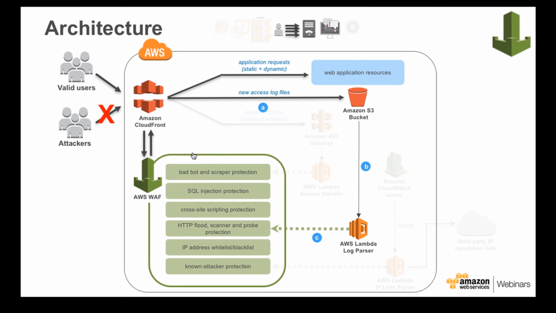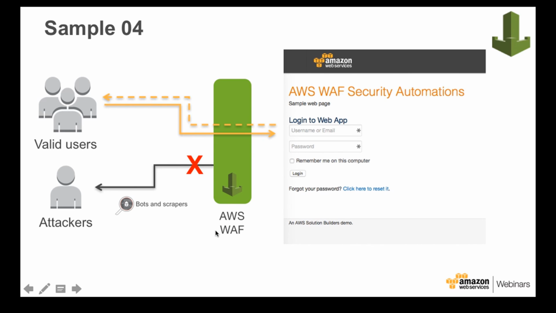So it's pretty simple. Whenever a new access log file comes to the S3 bucket, a Lambda function will inspect this log file, identify bad origins, and block them. The last sample that we have here is when we are trying to deal with bad bots and content scrapers, and we want to block them.